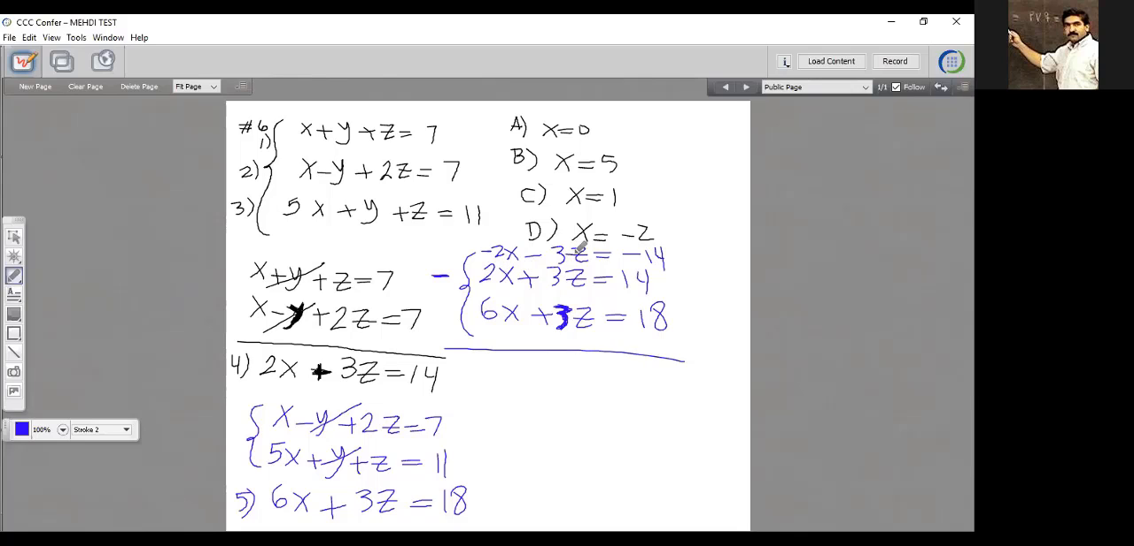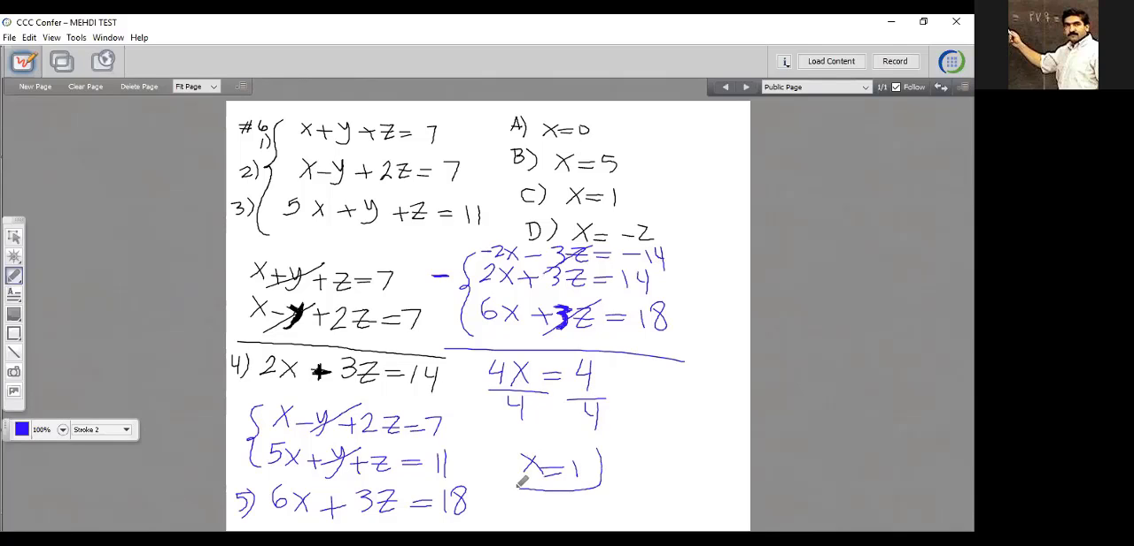As you can see, the z terms add up to 0, and then you have 6x minus 2x, which gives you plus 4x. Here you have 18 minus 14, which gives you plus 4. If I divide both sides by 4, there I have my x.